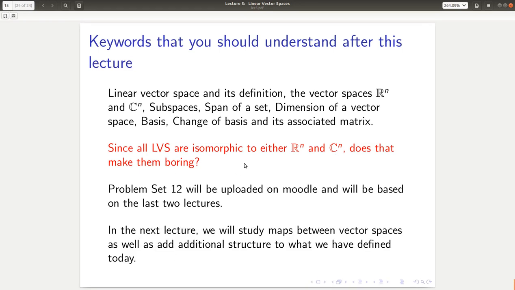And just some facts. Problem set 12 will be uploaded on Moodle and will be based on the last two lectures, that is lecture 4 and 5. And in the next lecture, we will study maps between vector spaces as well as additional structure. We'll add additional structure to whatever we have defined today for LVS. The additional structure is really length of a vector, or inner product.